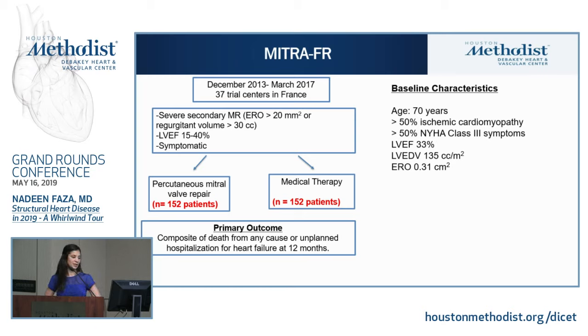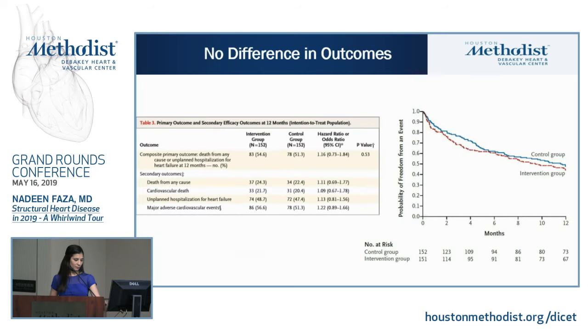Baseline characteristics: the mean age was 70 years. More than 50% of patients had ischemic cardiomyopathy. More than 50% of patients had class 3 symptoms. The mean left ventricular ejection fraction was 33%. The mean left ventricular end diastolic volume was 135 cc's per meter squared, and an effective regurgitant orifice of 0.31 centimeters squared. This trial did not show any difference in outcomes between patients who received the MitraClip for treatment of functional MR versus medical therapy.